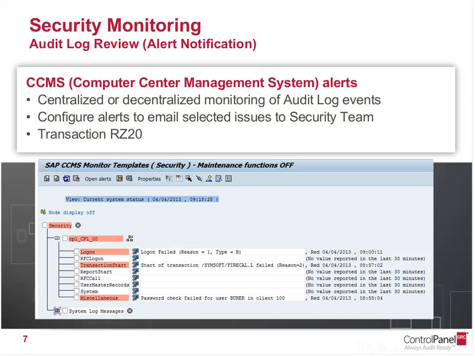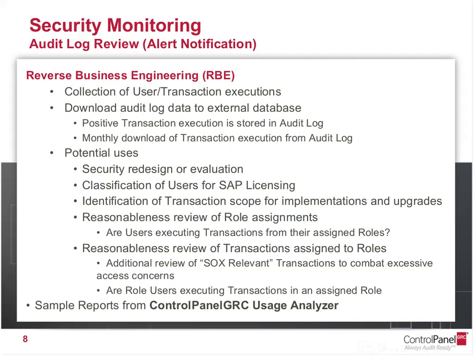So you've got all this information. What do you do with it? Well, what we like to do with it is we like to use the transaction executions to help us reverse business engineer. So if we know what transactions people are running, we can grab those and extract them into some sort of an external database. So if you use that RSAU_select_events, you could actually grab the positive transaction executions and store that in maybe an Access database, Excel, or whatever external tool you might want to utilize.